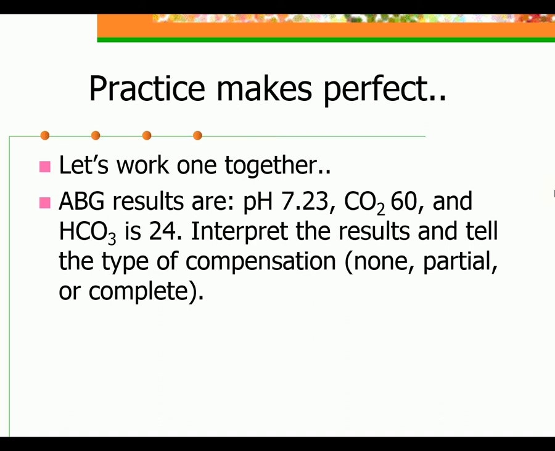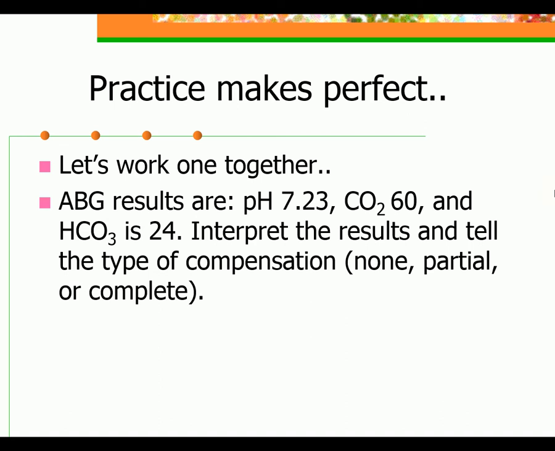Once I have my little grid made, then I'm going to look at my ABGs. 7.23. Okay, that's below 7.35, so I know it goes under my acid column. So I write my pH under my acid. It is not a normal pH, so I know I do not have complete compensation. That leaves two choices, no compensation or partial. My CO2 is 60. Okay, so my CO2 level is high. That's my acid, so I'm going to write CO2 below my pH. My bicarb is 24. Normal is 22 to 26, so it's normal. So I'm going to write my bicarb in the normal column.